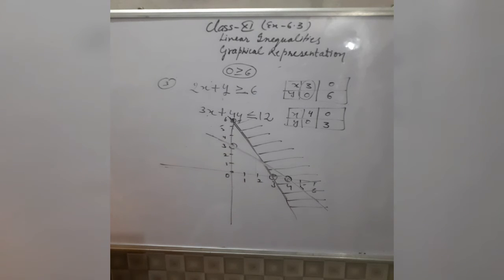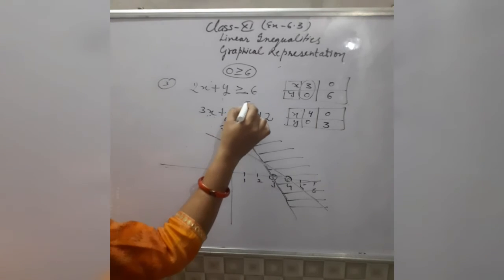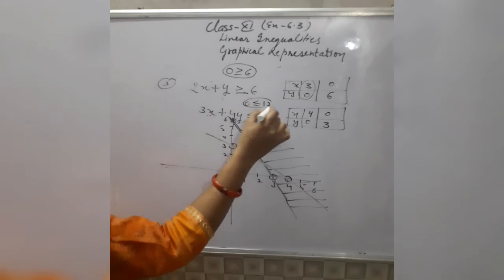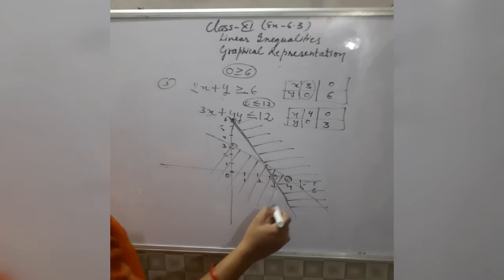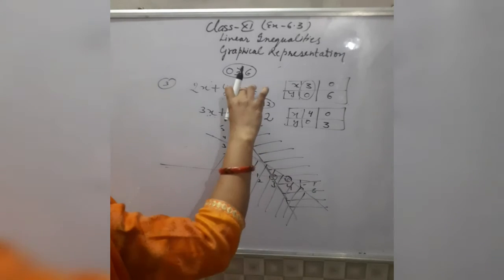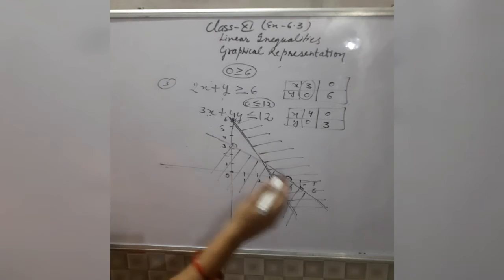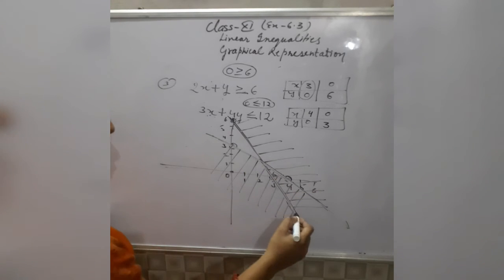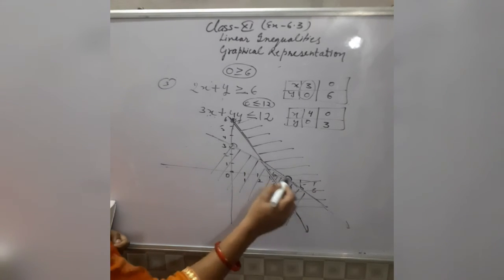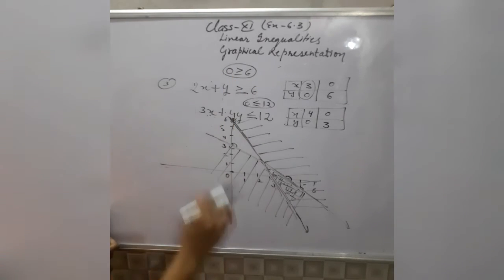Now for the shaded region, again put x equal to 0 and y equal to 0 here, then you will get 0 is less than or equal to 12. This result is true. True means you will shade the region towards the origin. This is the region. So in these two linear inequalities, or you can say the system of linear inequalities, this portion is common. These lines are going up to infinity. So this common region is the solution of this system of linear inequalities.